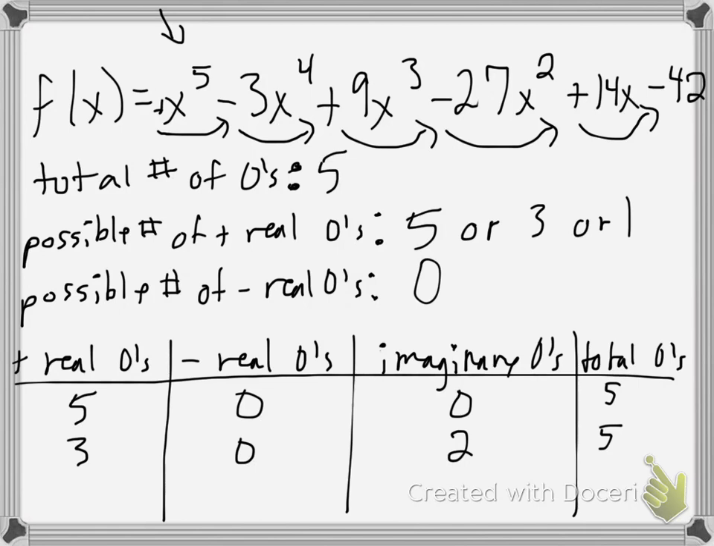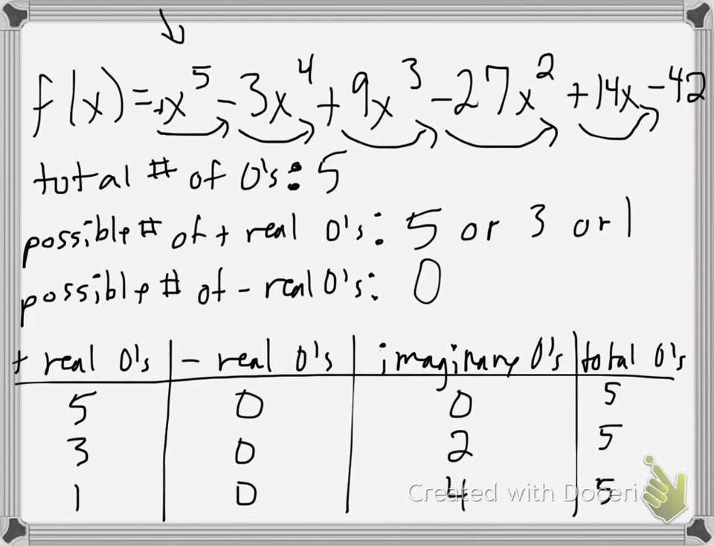My last possibility for positive real zeros is 1. So that would mean I would have 4 imaginary zeros. So my total number of zeros is going to be one of these combinations. I'm either going to have 5 positive real, 0 negative real, and 0 imaginary; 3 positive real, 0 negative real, 2 imaginary; or 1 positive real, 0 negative real, and 4 imaginary zeros.